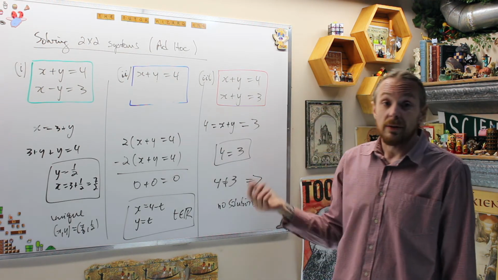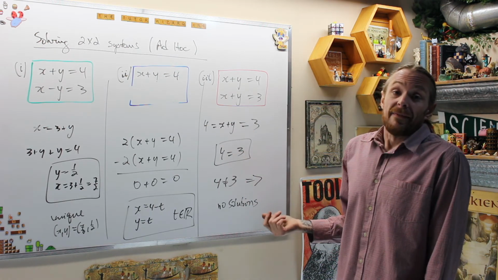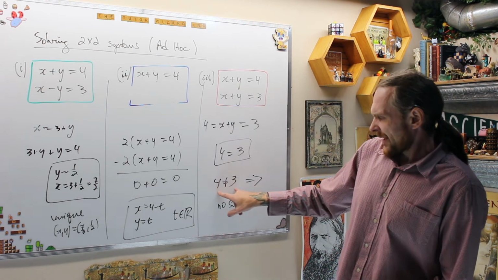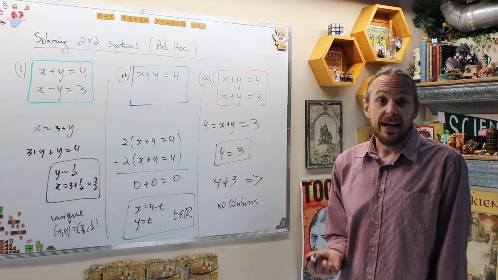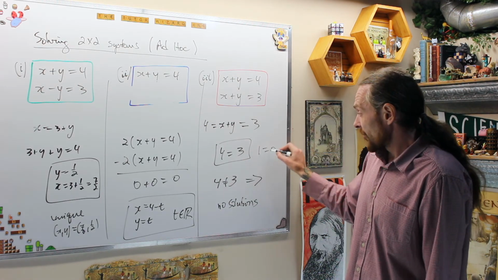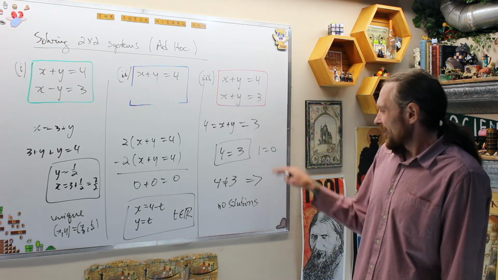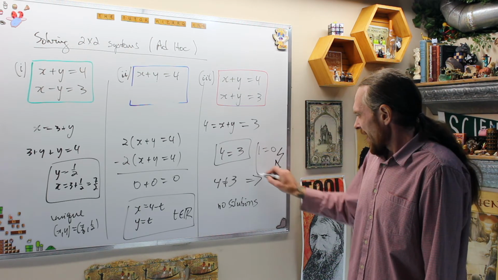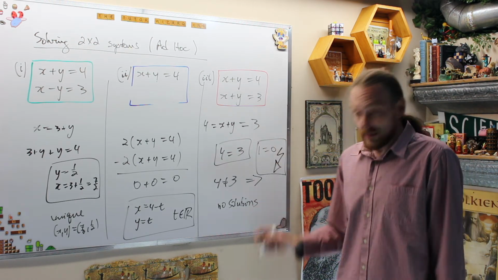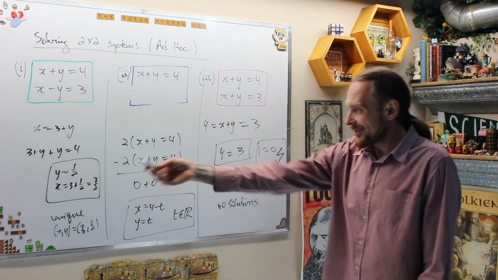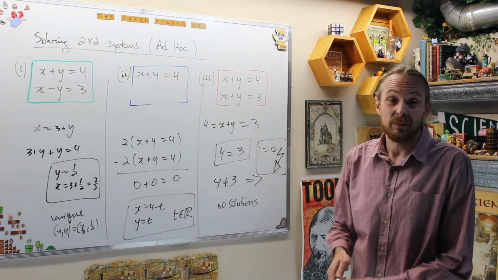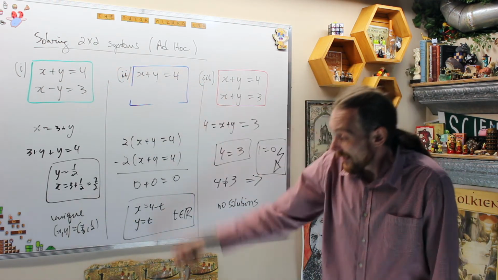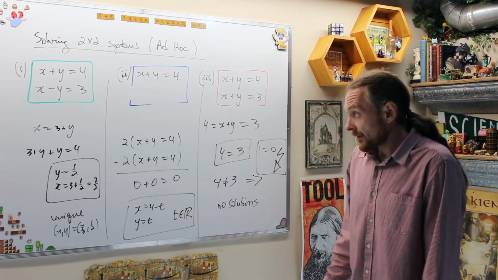Therefore, long story short, if you get a contradiction where 0 equals non-zero, or from 4 equals 3 I could subtract 3 from both sides and get 1 equals 0, so if you get something like this where 0 equals non-zero, this is a logical contradiction, and you're going to get no solutions to the system. Again, these are the only 3 scenarios we can ever cook up. There can only ever be a unique solution, infinitely many solutions, or no solution.